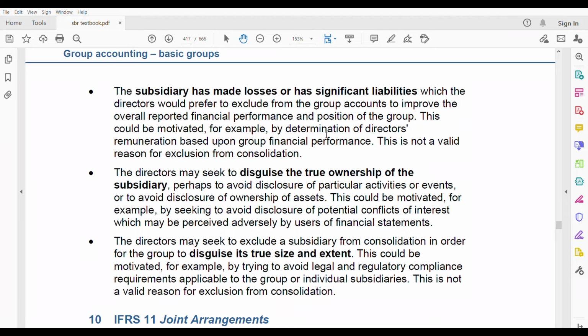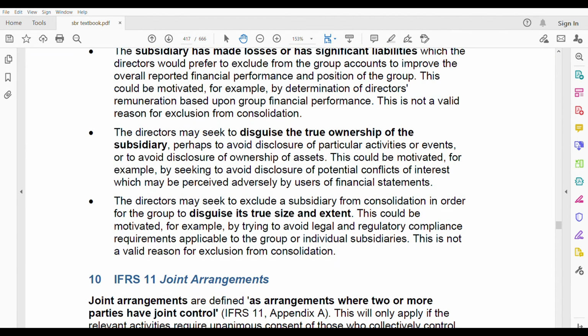You still need to consolidate. Fourth, the directors may seek to disguise the true ownership of the subsidiary. They may not want to show that they have ownership in the subsidiary. They may want to hide it, maybe because they don't want to disclose particular activities or events in that entity, right? In the subsidiary. Still, that is not accepted.